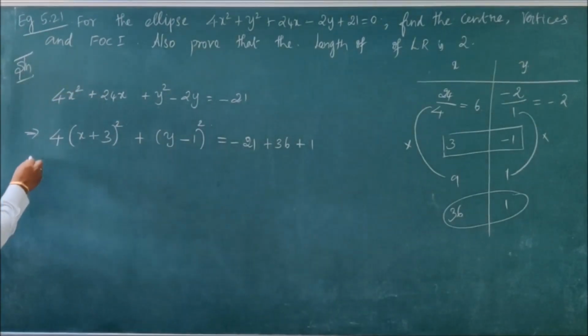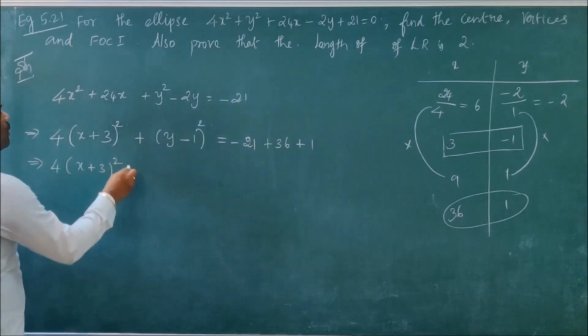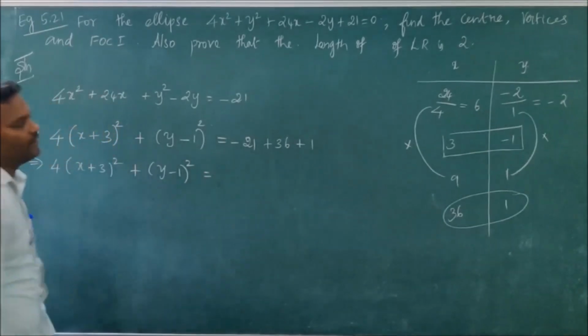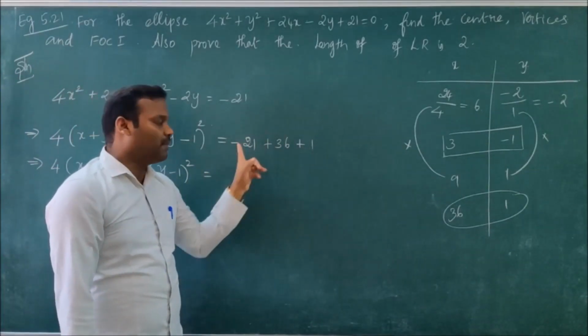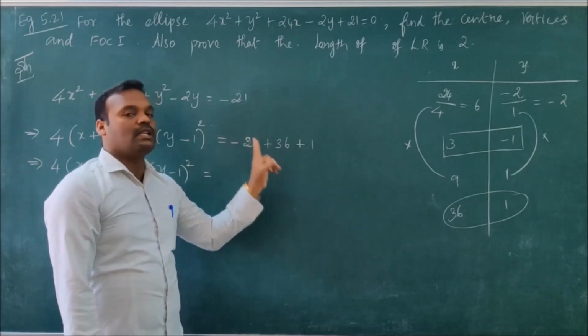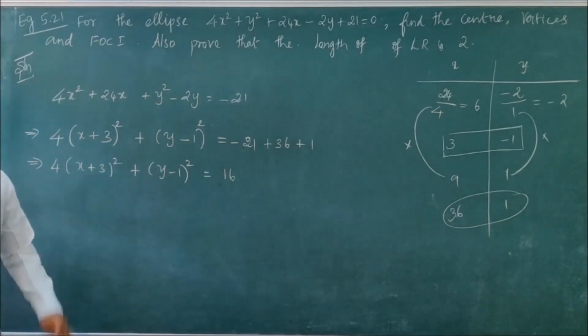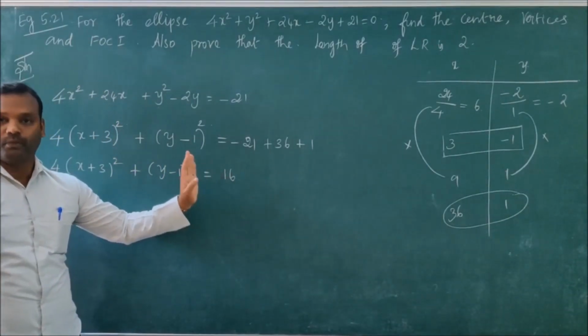Okay, so now you have to simplify this. What we are getting is 4(x + 3)² + (y - 1)² = -21 + 1, which means you will get -20. Then -20 + 36, now you will have 16. Okay, so in the standard form, the right side number is 1.